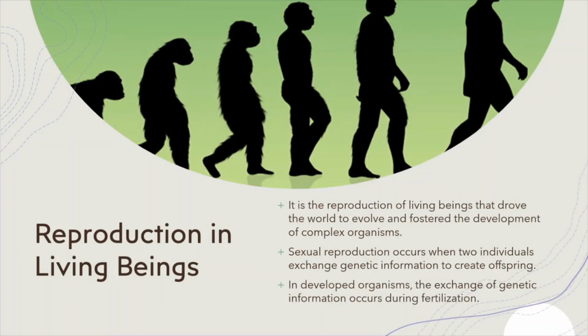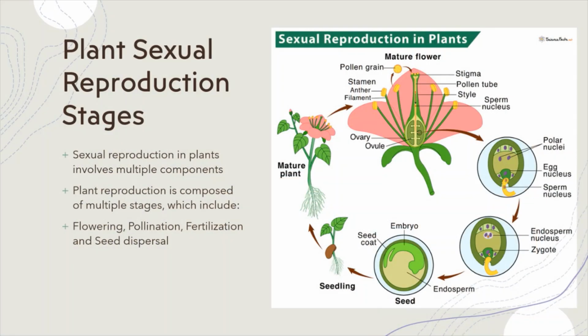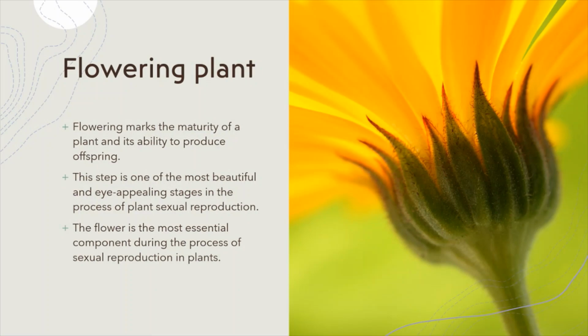Sexual reproduction occurs when two individuals exchange genetic information to produce offspring. In developed organisms, the exchange of genetic information occurs during fertilization, a process which requires gametes. Indeed, sexual reproduction in plants involves multiple components, and plant reproduction is composed of multiple stages, which include flowering, pollination, fertilization, seed dispersal, and germination. Flowering marks the maturity of a plant and its ability to produce fertile offsprings.